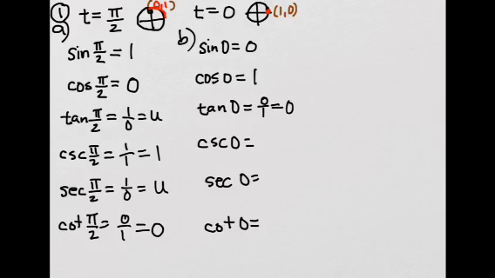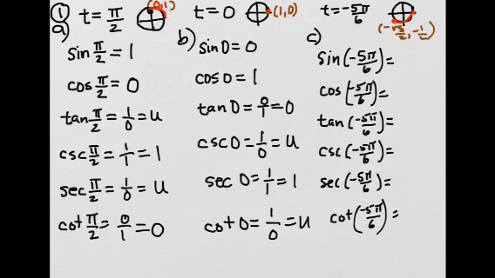Cosecant of 0 is 1 over y, so that's 1 over 0, undefined. Secant is 1 over x, 1 over 1. And then cotangent of 0 is x over y. That gives you undefined.